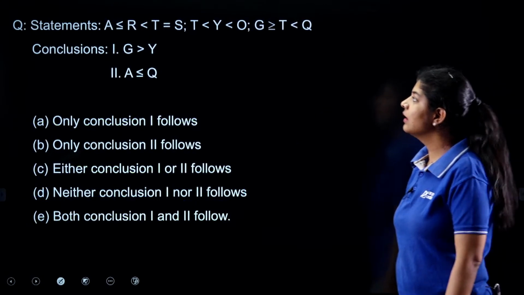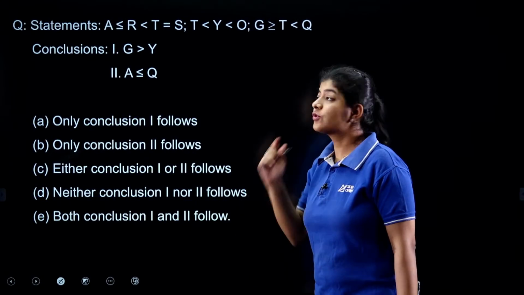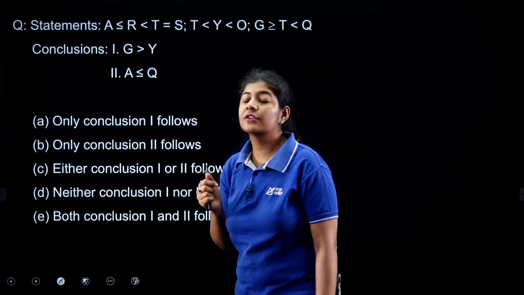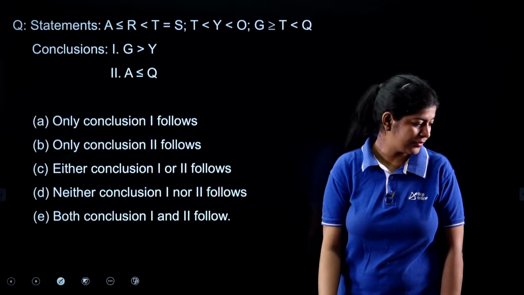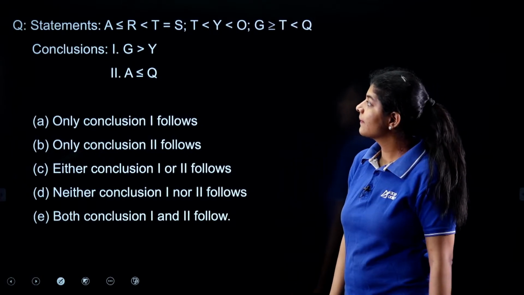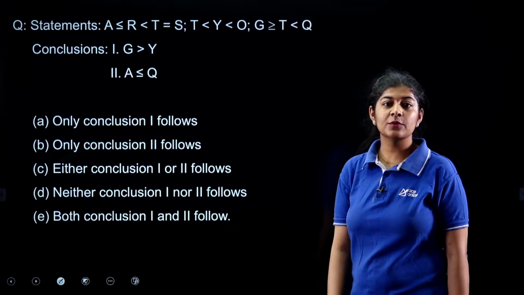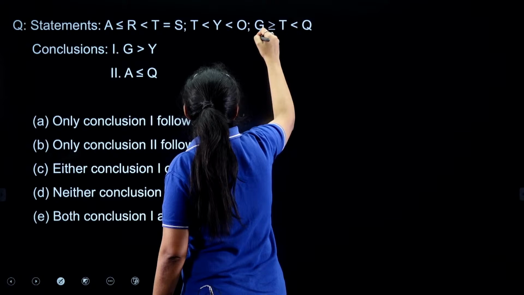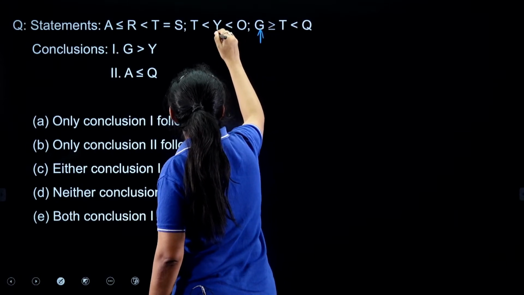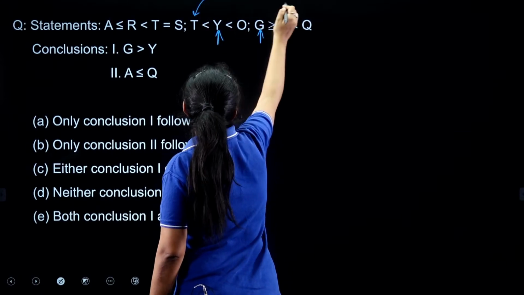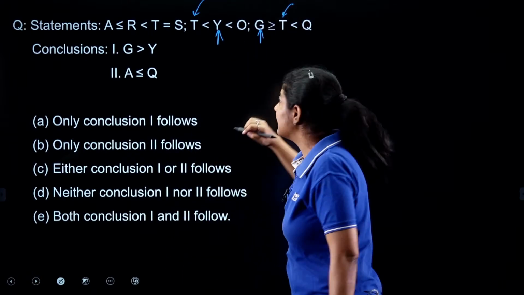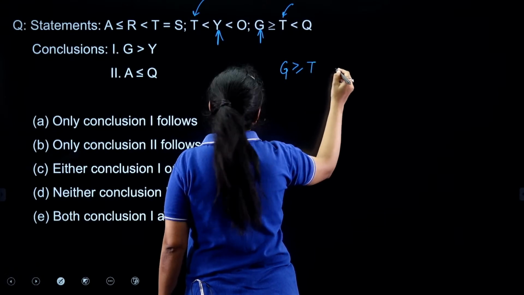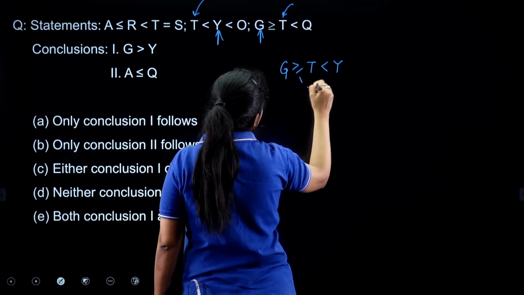Next. Now again the same question. Here we are having three statements this time and we need to check two conclusions whether they are true or not. So the first conclusion says that G is greater than Y. Here we are having G and here we are having Y and the common element is T, right? So we can write it as G is greater than or equal to T and T is less than Y.